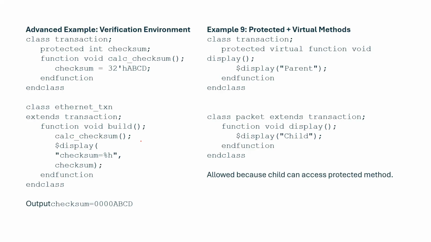Right. Same thing, the virtual method we can override. Same thing, I am using my protected virtual method in that child class. What is the name of this method? Display, right? So I'm using the display method in my child class. I can call it, okay. It is allowed because a child can access the protected methods, right?